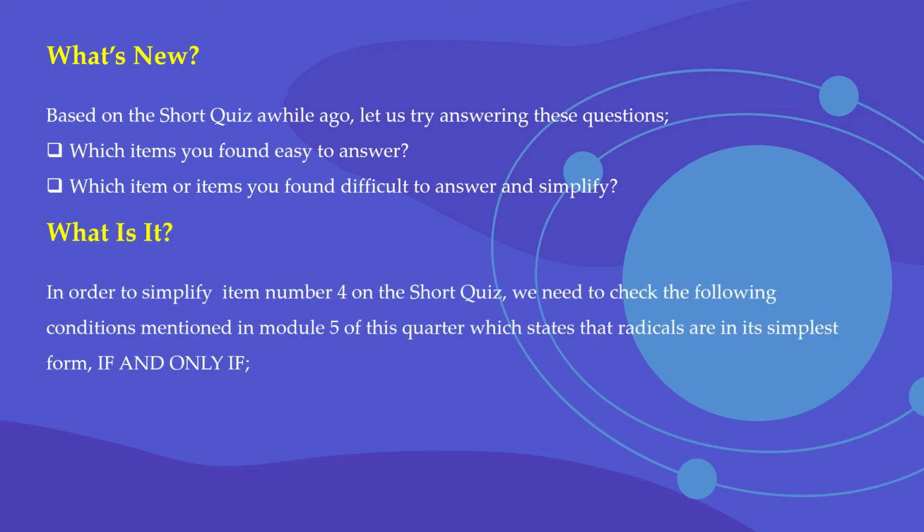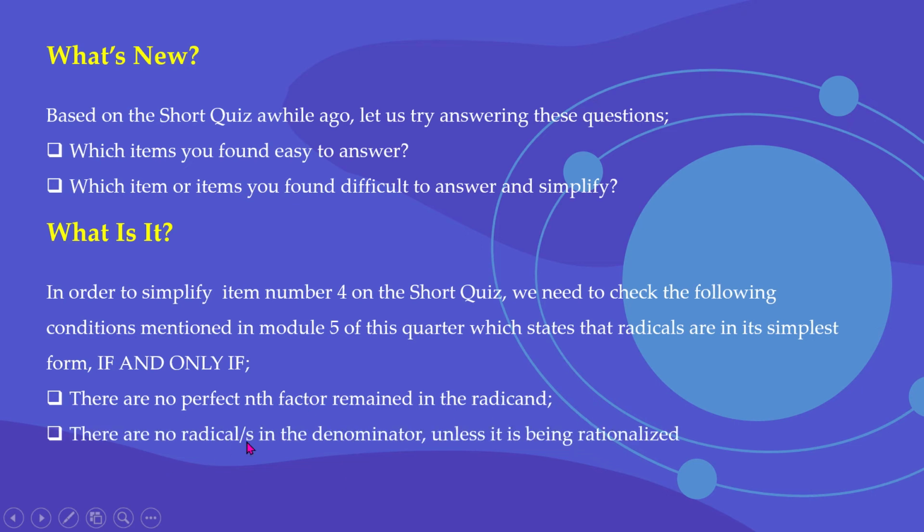In order to simplify item number 4 in the short quiz, we need to check the following conditions mentioned in module 5 of this quarter, which states that radicals are in their simplest form if and only if, first, there are no perfect nth factors remaining in the radical. Like the solutions in examples 1 to 5 earlier, what remains is not a perfect square or a perfect cube. So, if it is simplified, there are no perfect nth factors remaining in the radical.